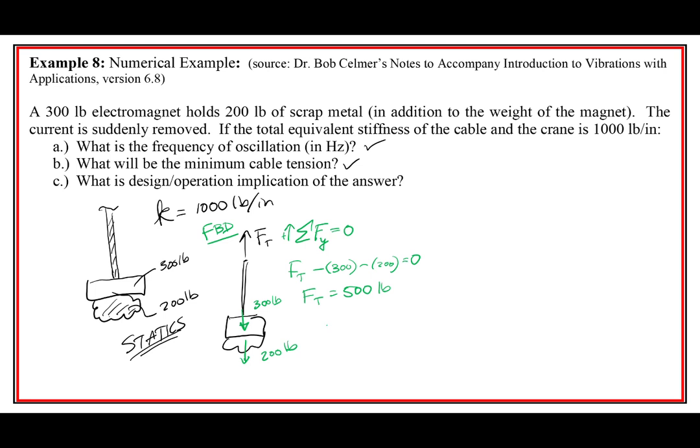But what we can find there is how much displacement. The displacement is going to be the cable tension divided by the stiffness. So that's going to be the static, but it's also going to be the initial displacement. We're going to start out by having pulled this springy type of thing down. So it's just a spring and a mass. We pulled it down 500 divided by 1,000.